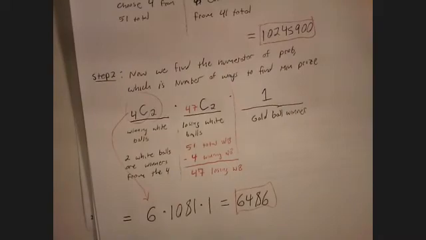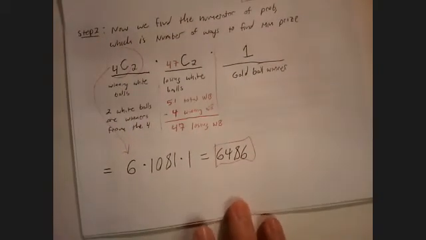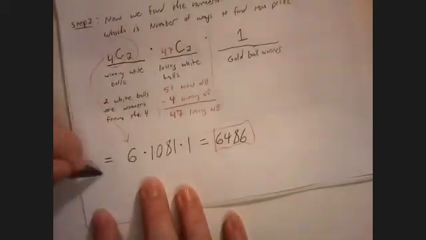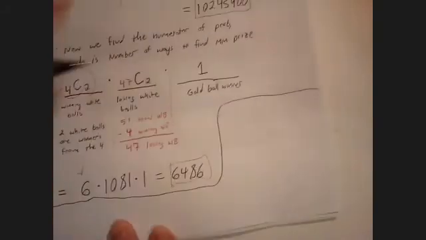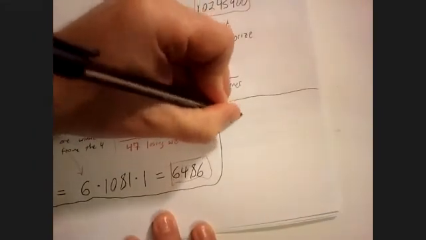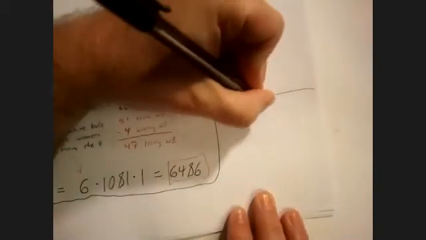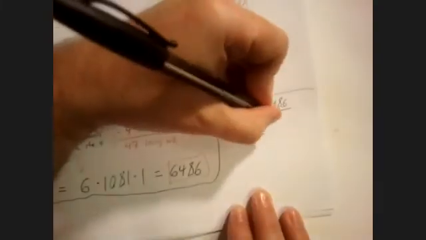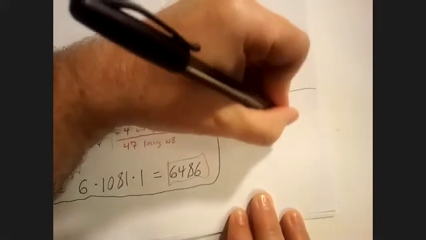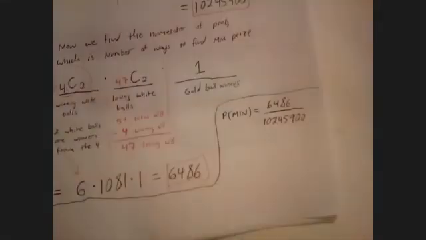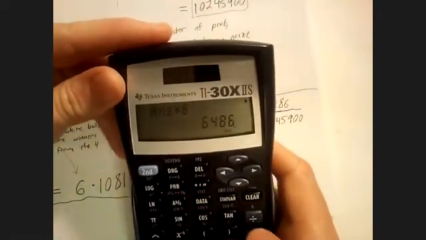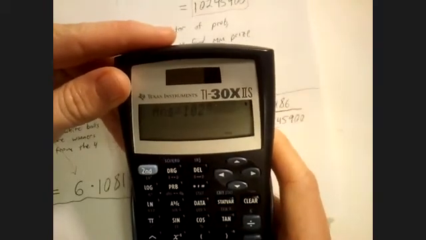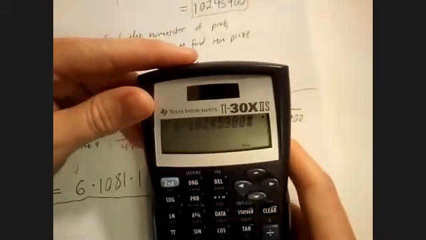All right, so I don't know if I can fit this all on this page, but I am going to try. Okay, so the probability of minimum prize is as follows: 6486 over the big number 102,45,900. Okay, I typed this in the calculator. Let me show you what happens. 6486 divided by 10245900. Of course, it's a decimal.